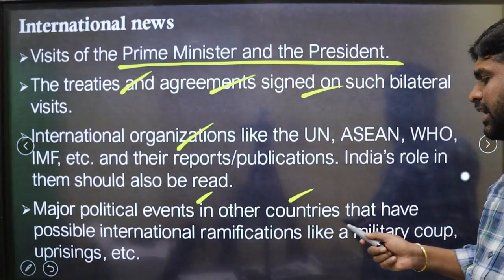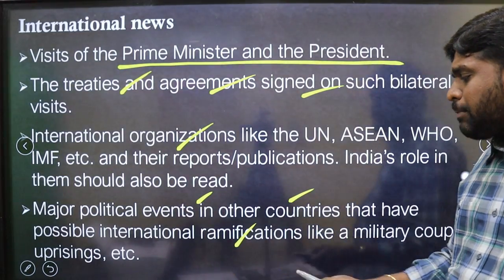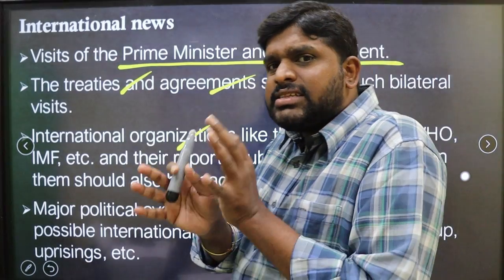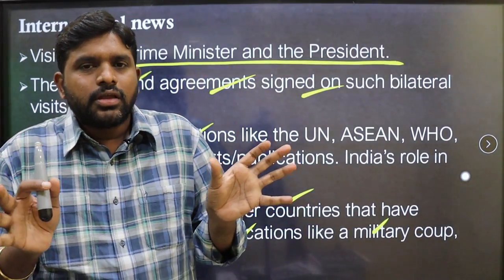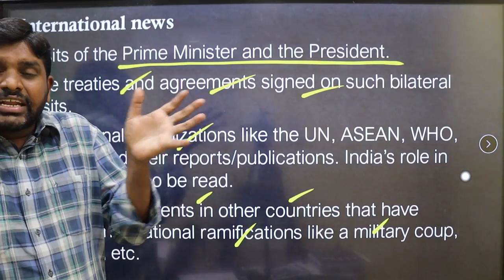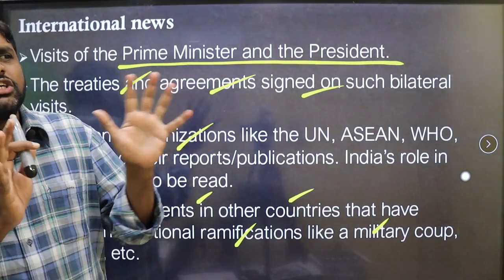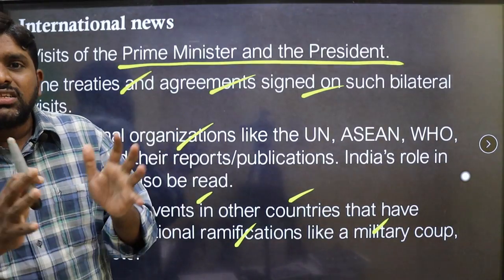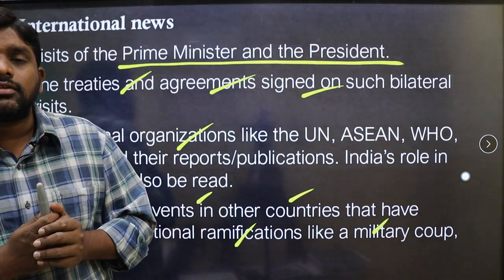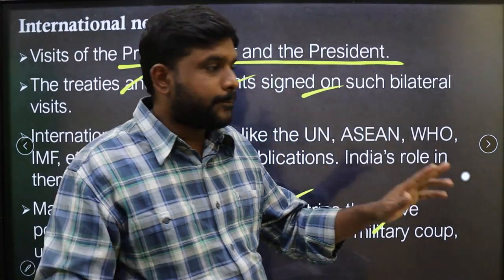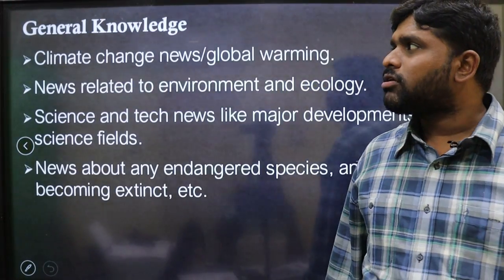Major political events in other countries that have possible international ramifications, like a military coup. So if in other countries something with international ramifications happened, like a military coup suddenly, a major disaster, a nuclear disaster, or any war between other countries, those points you have to cover, not everything. This you have to do in international organizations.